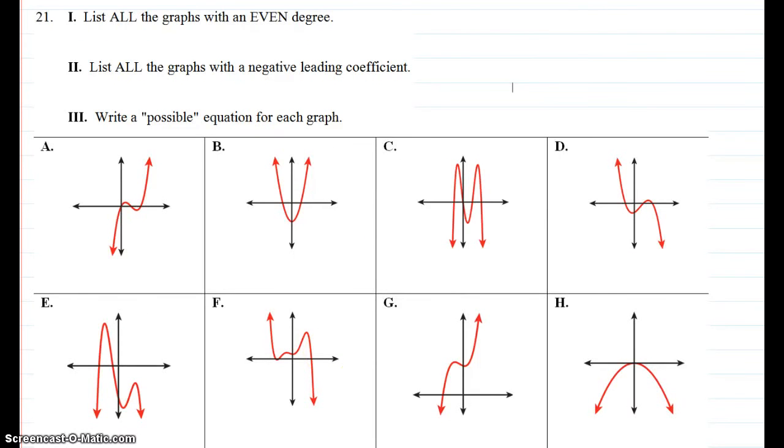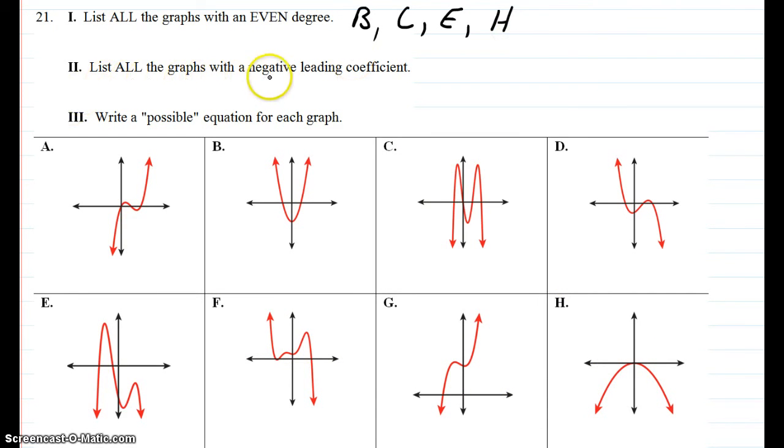All right, 21. List all the graphs with an even degree. So an even degree will eventually have the end behavior going in the same direction. Here on A, we have it going positive as we go to the right, but negative as we go to the left. So that's an odd behavior. So B, whenever the arrows are going in the same direction. C, D is opposite, E is same direction, they're both going down. F is opposite direction, G is opposite direction, and H, they're both going down.